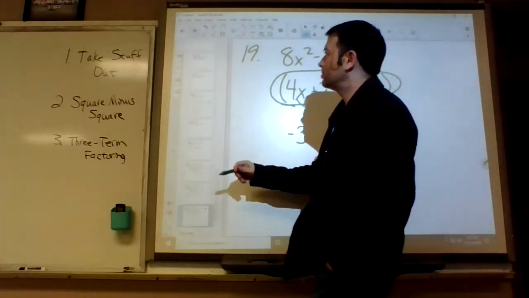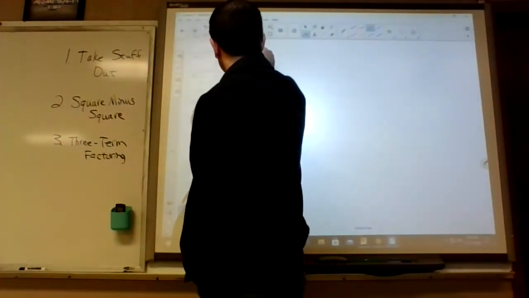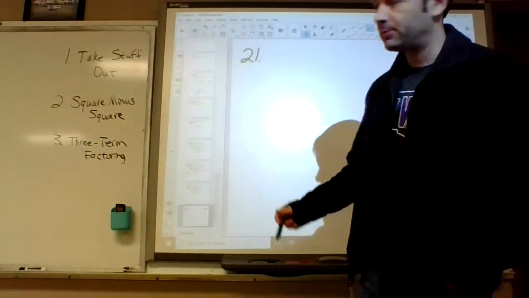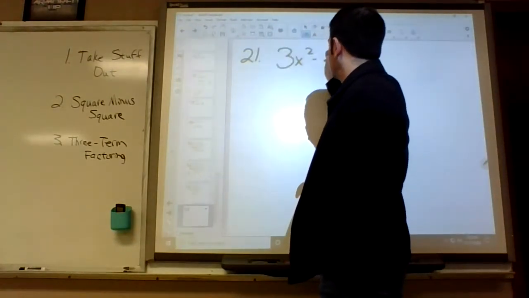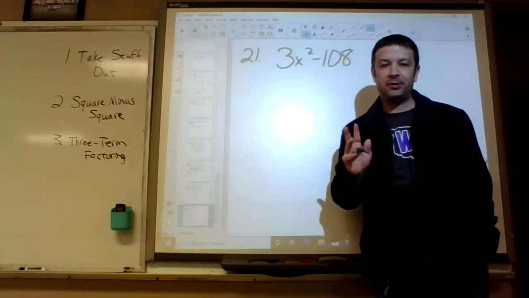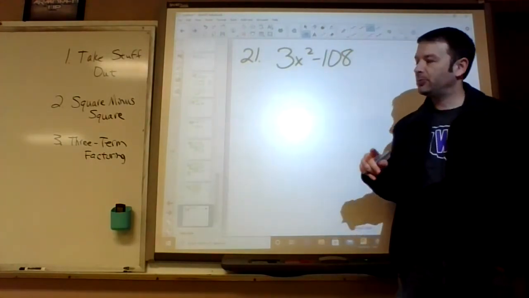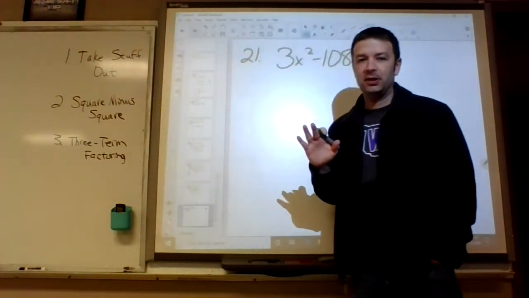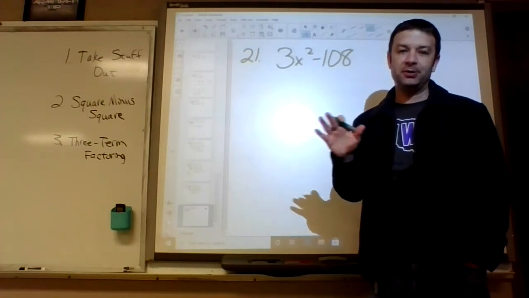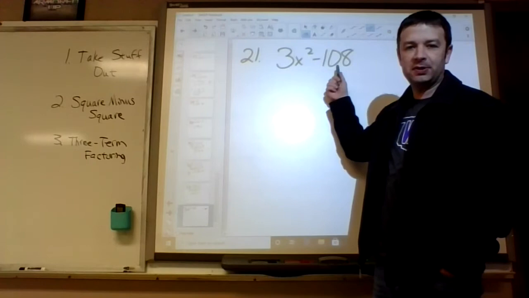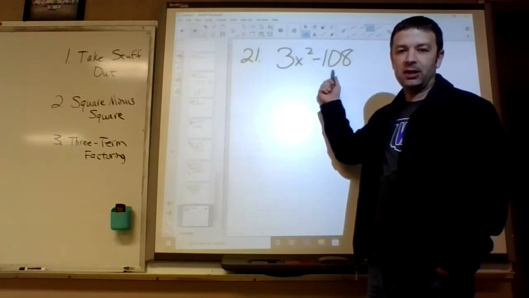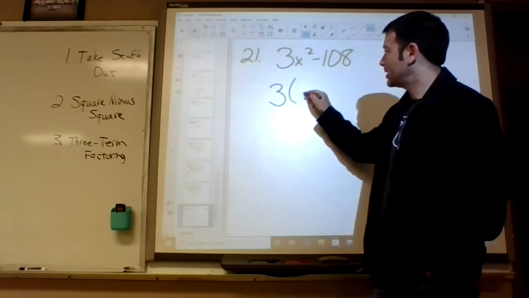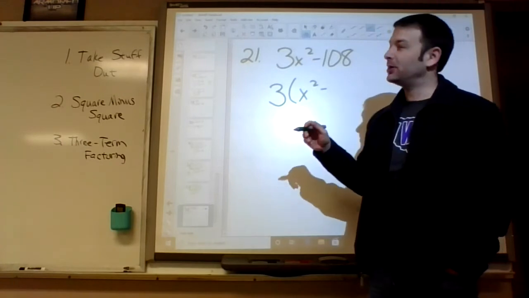All right, 21. Okay, 21 is in the B section, which means it's probably going to get a little harder. 3x squared minus 108. Okay, it is not 3 term, so I can't do that. And remember, we should really ask first, can I take stuff out? On this B section, it's a little harder because you can take something out, and then you can usually do something else after that. What goes into both of these terms? Well, it can't be x because there's no x over here, so it's probably going to be 3. If I divide both of these by 3, I get x squared minus 36.